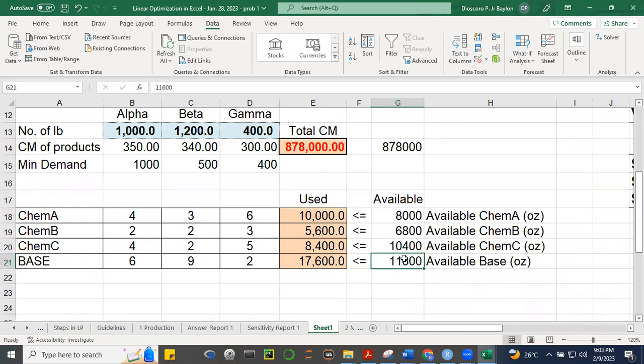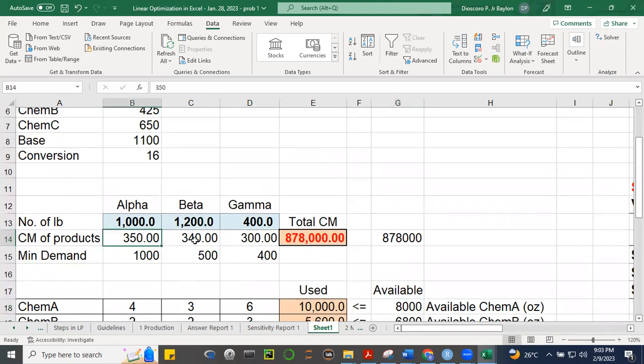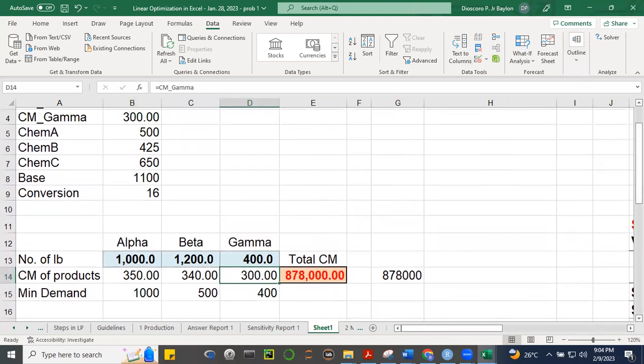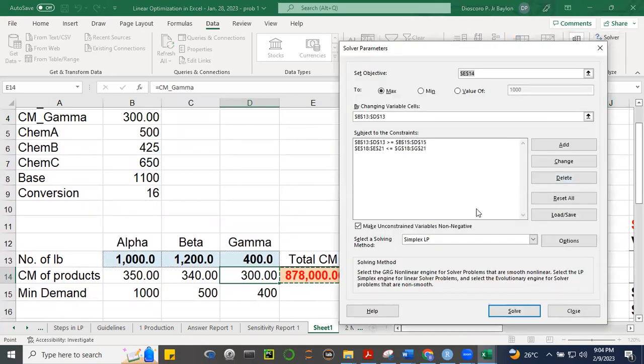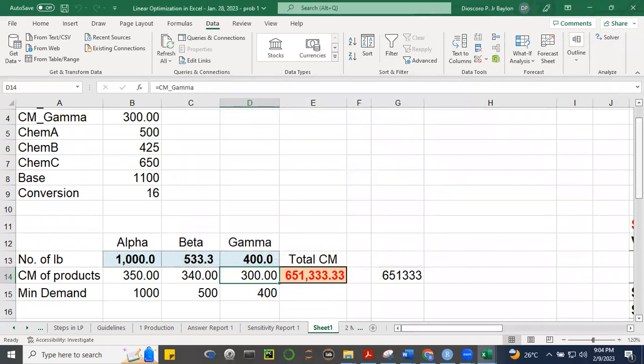11,600 na, no? Ito na. Okay. Binalik ko si chemical A, 8,000 na. No? Ito na yung original na natin, model natin. 350, 340, 300. Ayan. Alright, so solver natin. Solver. And then solve. Okay, ano nangyari, class?